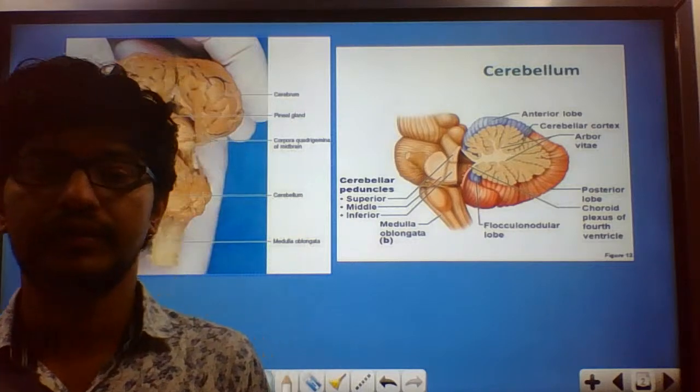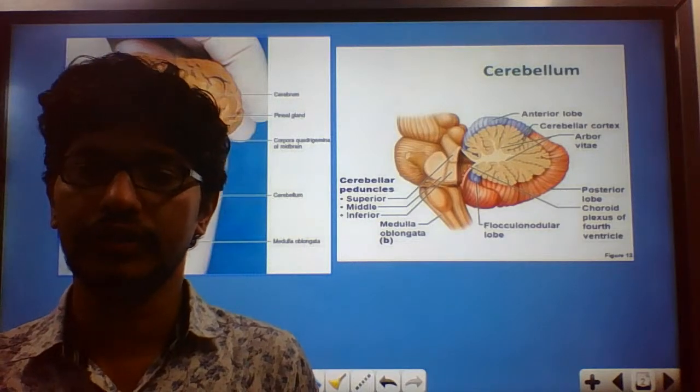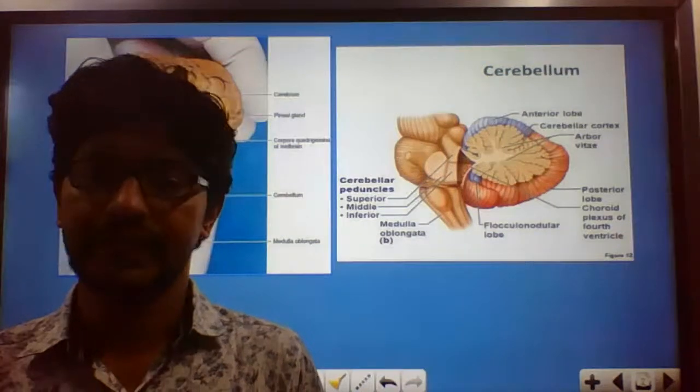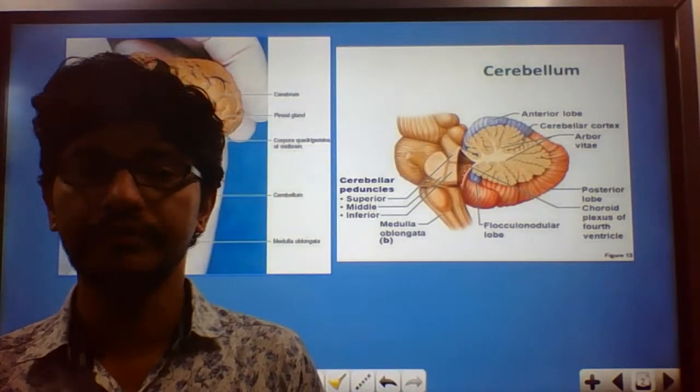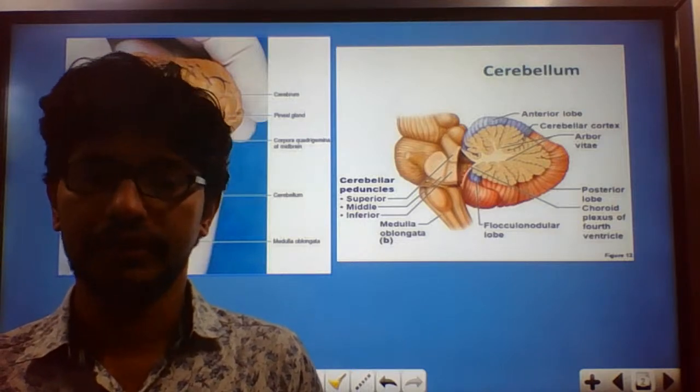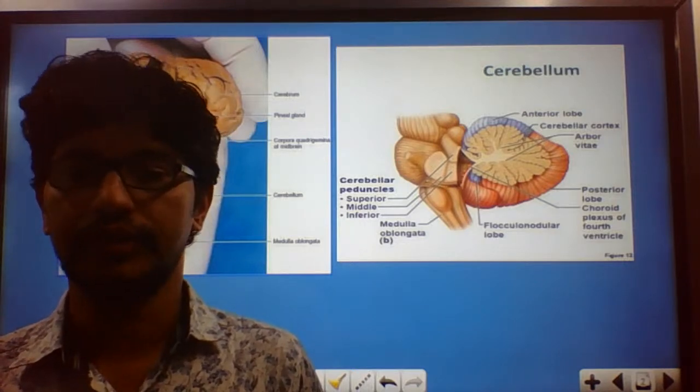We continue with the previous chapter, that is neural control and coordination. I hope you are all safe and sound at home. So, the time is now 2 p.m. and we'll start with the biology session, neural control and coordination.